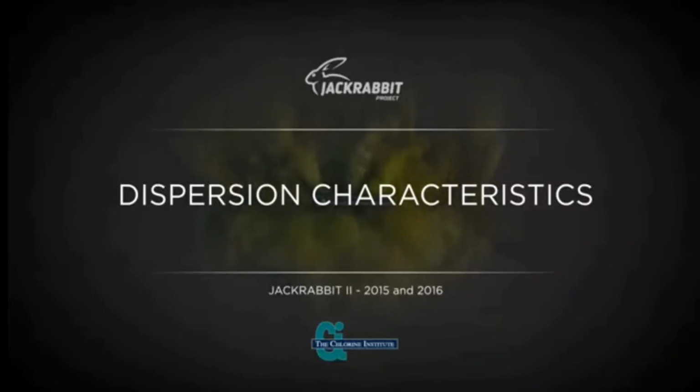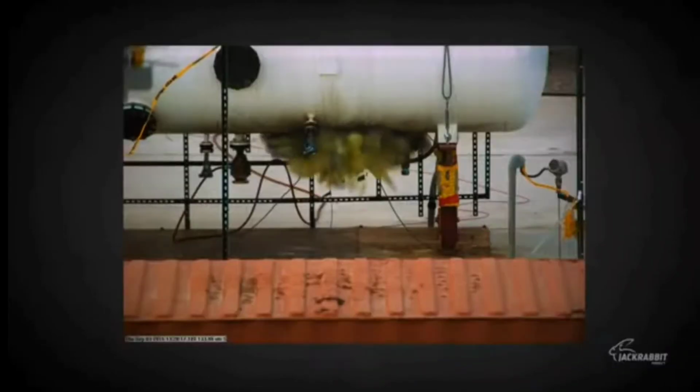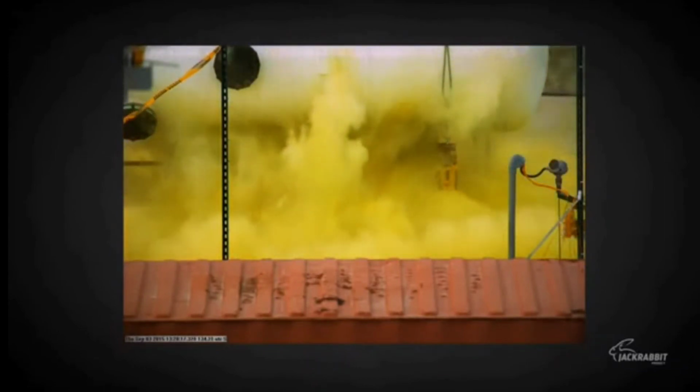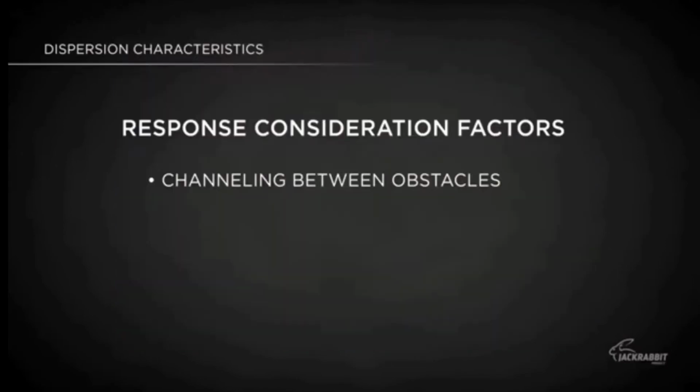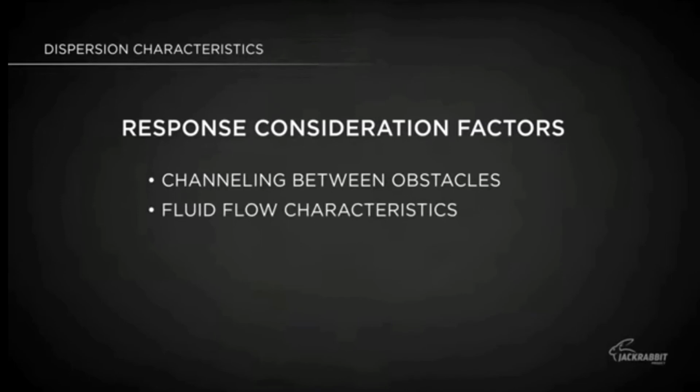Environment, and terrain. This video illustrates how emergency response considerations and shelter-in-place decisions should take into account these factors: how a chlorine cloud moves between obstacles, the fluid flow characteristics of the cloud, and how the concentration gradient affects the shape and movement of the release cloud.